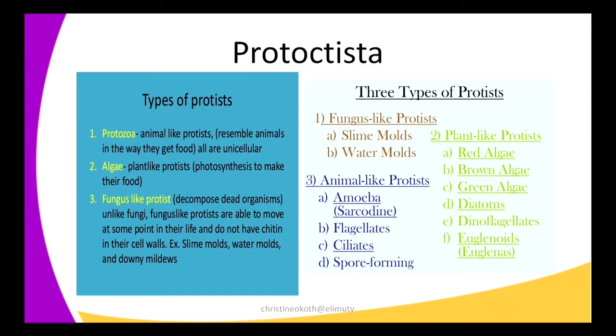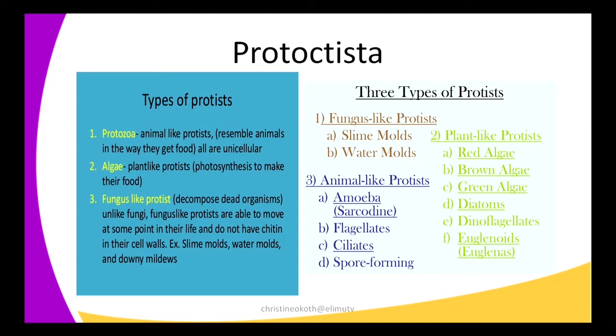unicellular. All these protozoa do not have chlorophyll in them. So they get their food by depending on other organisms that can make their own food. Most of them are unicellular. Examples of protozoa are the amoeba, the flagellates, the ciliates, and the spore forming. Then secondly, the second type of protist, we have the algae.